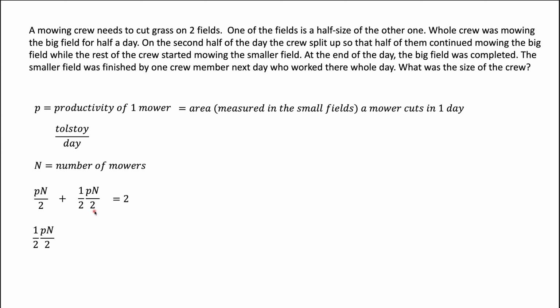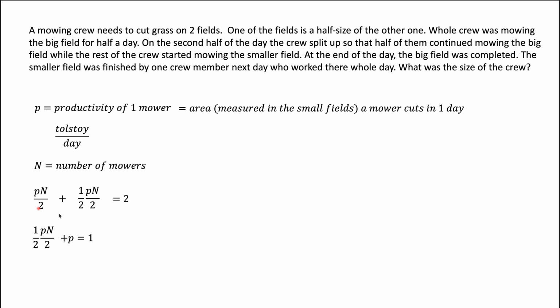And then the next day, what happens? One worker spends the whole day working on this field. And one worker is going to cut P area, right? But after that, the whole small field is finished. So the area we're going to finish is equal to 1. Well, now we got two equations, two unknowns. We can solve this problem.